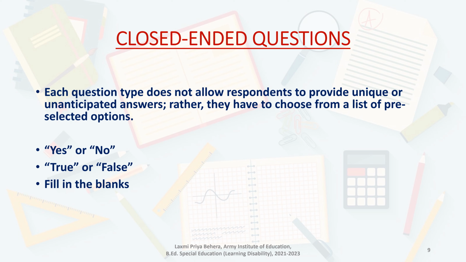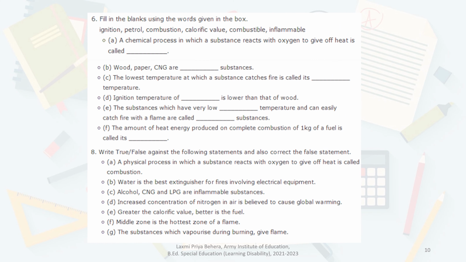It's like being offered spaghetti or hamburger for dinner instead of being asked, "What would you like for dinner?" If you can answer a question with only a yes or no response, then you are answering a closed-ended type of question. It includes true or false or fill in the blanks with hints. In this slide, we are able to see these fill in the blanks questions with the hints given above, and the true and false questions are also there.